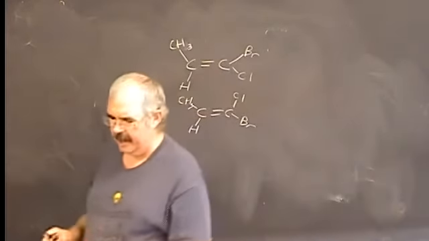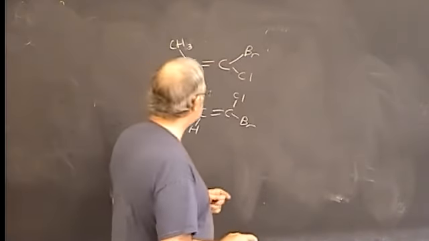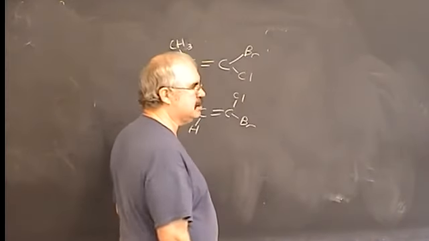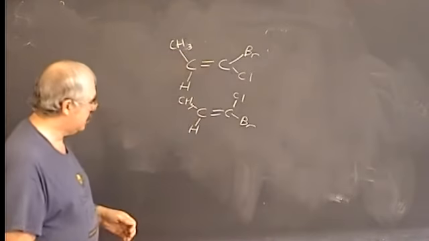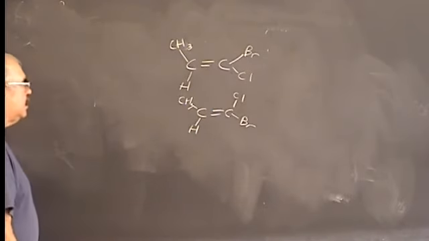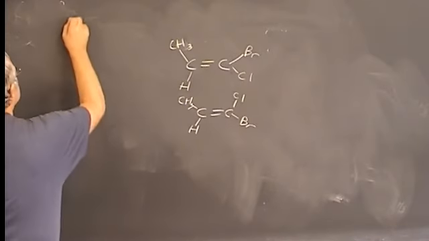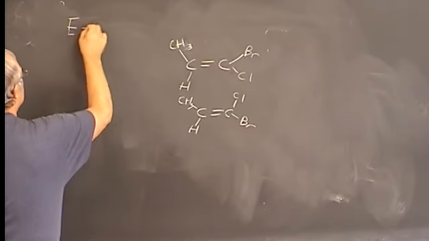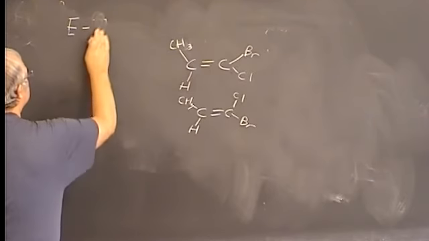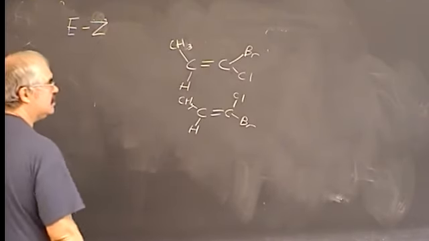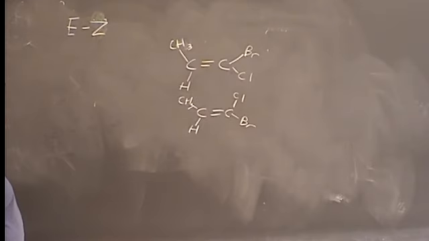As far as cis and trans, this is where we run into difficulty. These are clearly different, but which one is cis and which one is trans? For this reason, a system called the E and Z method was developed. This is actually more precise than the designations of cis and trans. It can apply to compounds such as this. We can also apply it to the previous structures that we just had, cis and trans 2-butene. We can assign an E and a Z configuration.